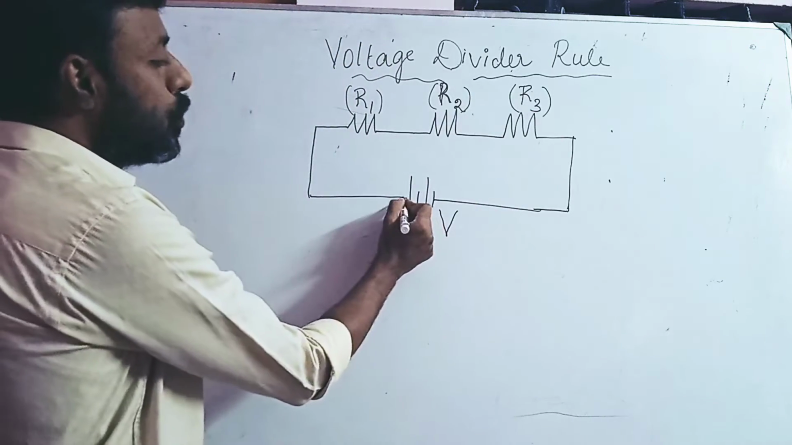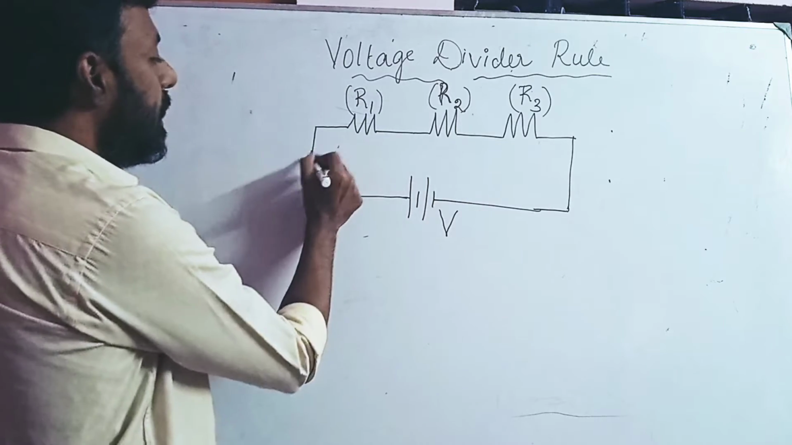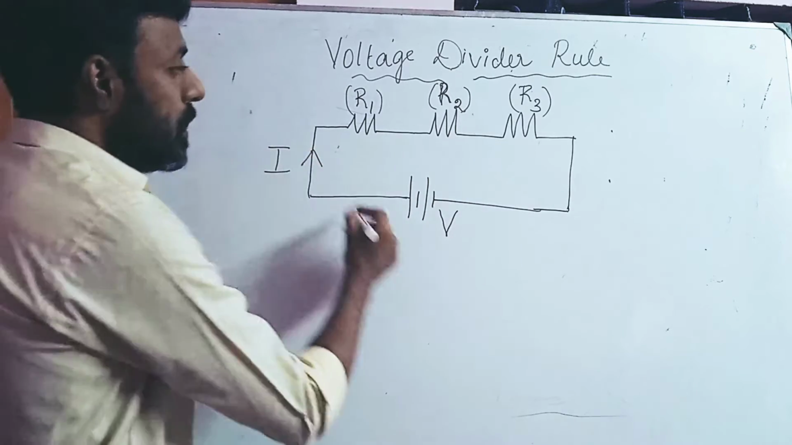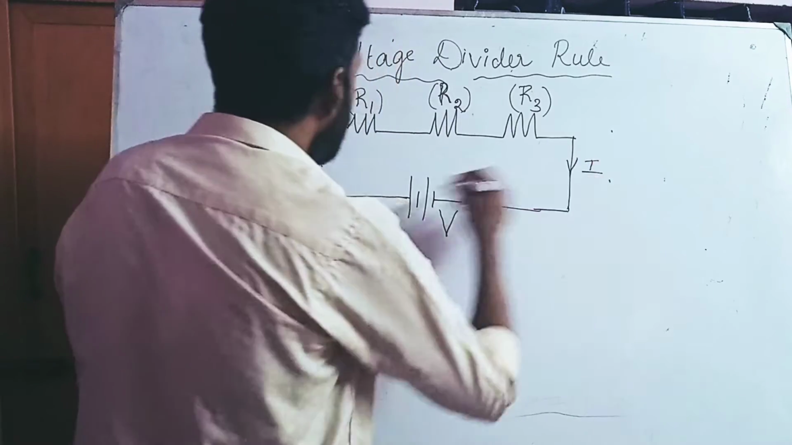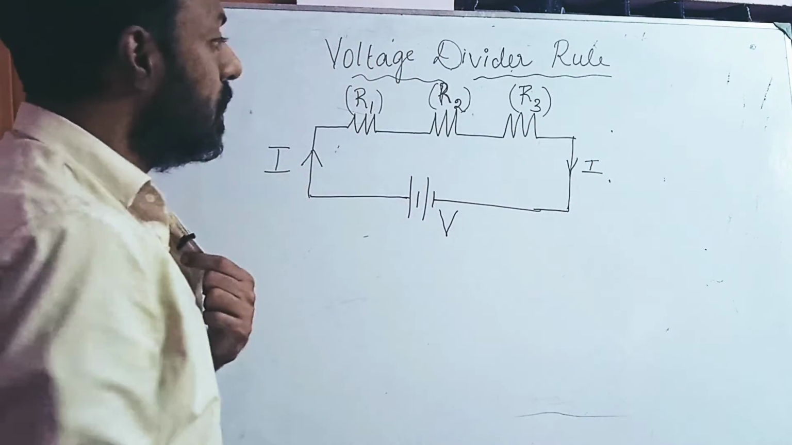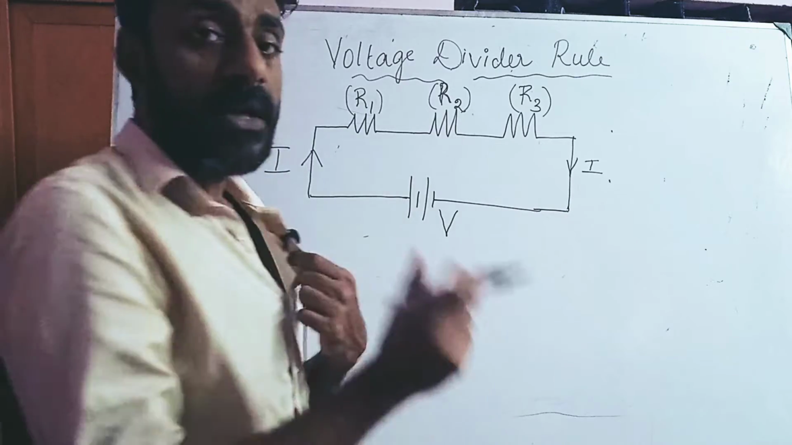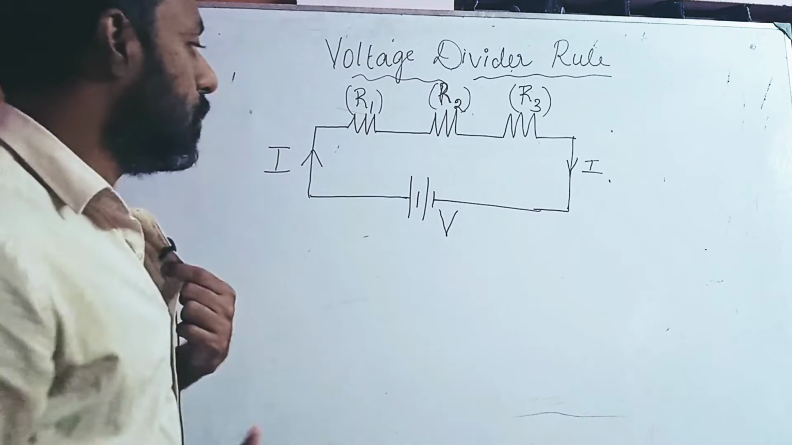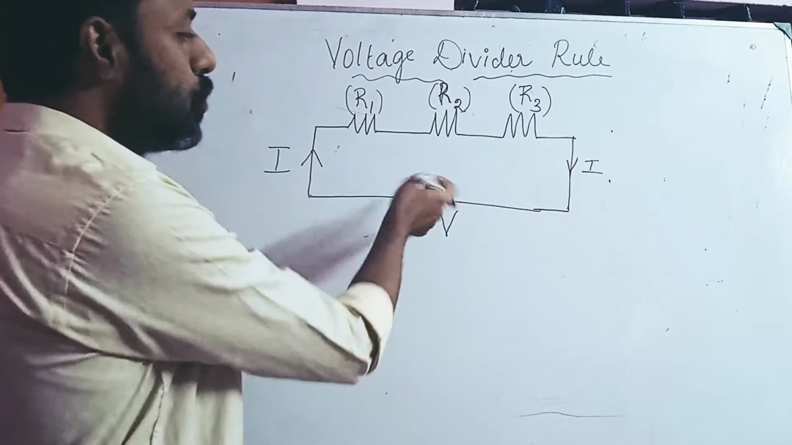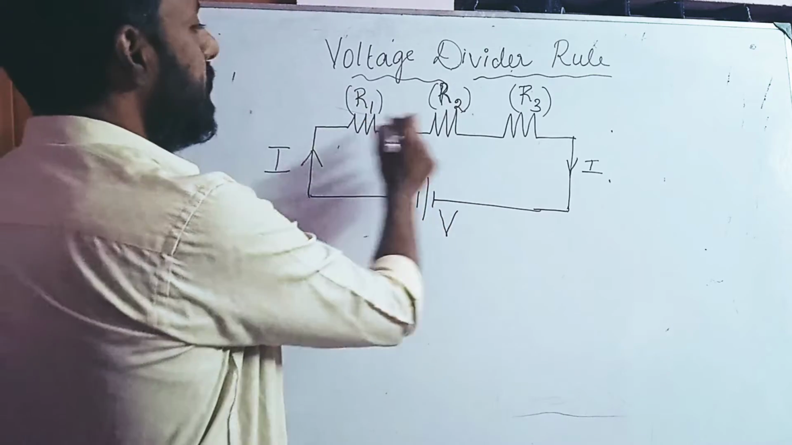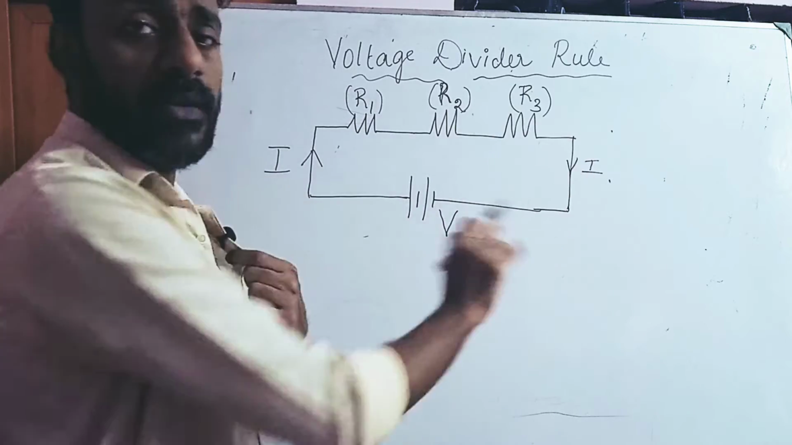When the circuit is closed, a current I happens to flow inside the circuit. As far as a series circuit is concerned, the current will be the same, but the voltage will be different. When this voltage source is switched on, a current I keeps flowing inside the circuit. The value of the current will be the same.